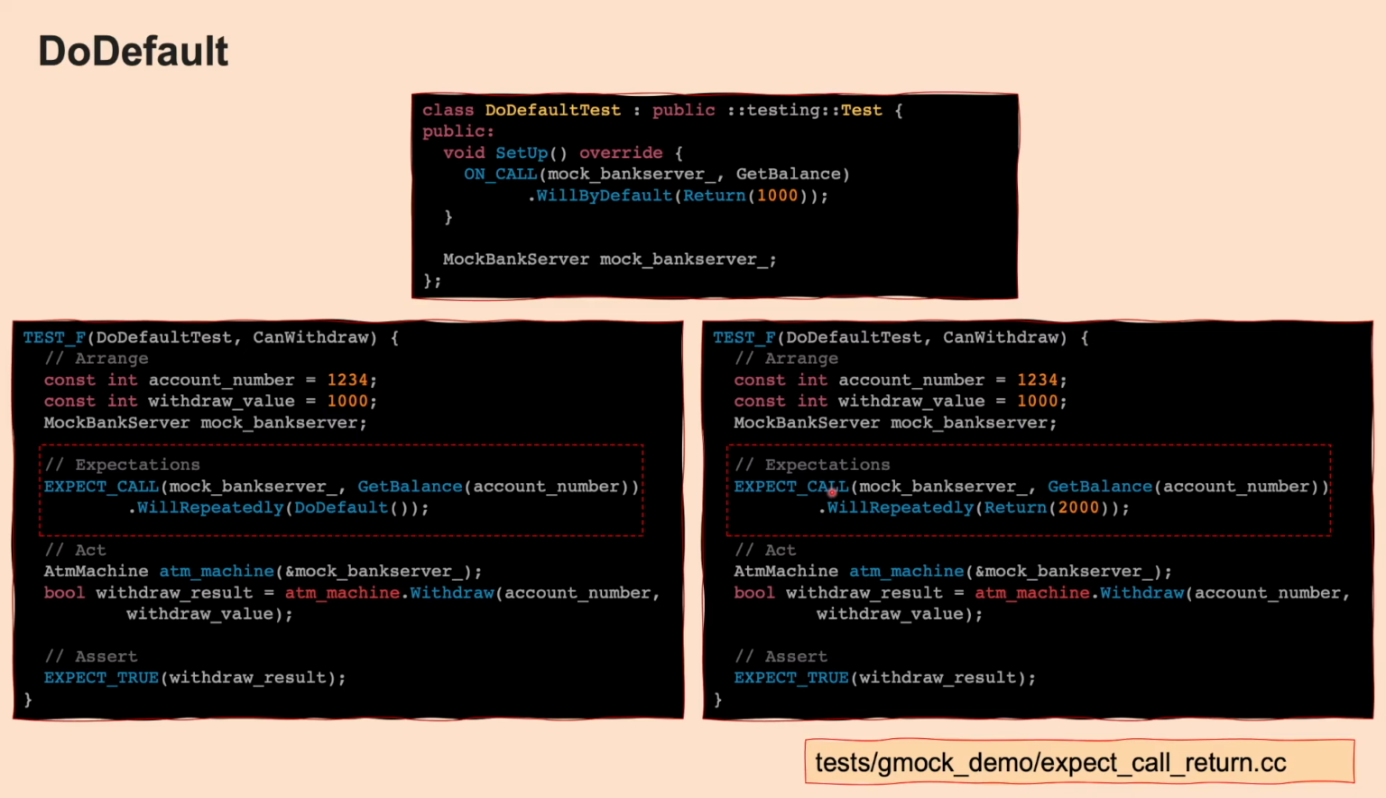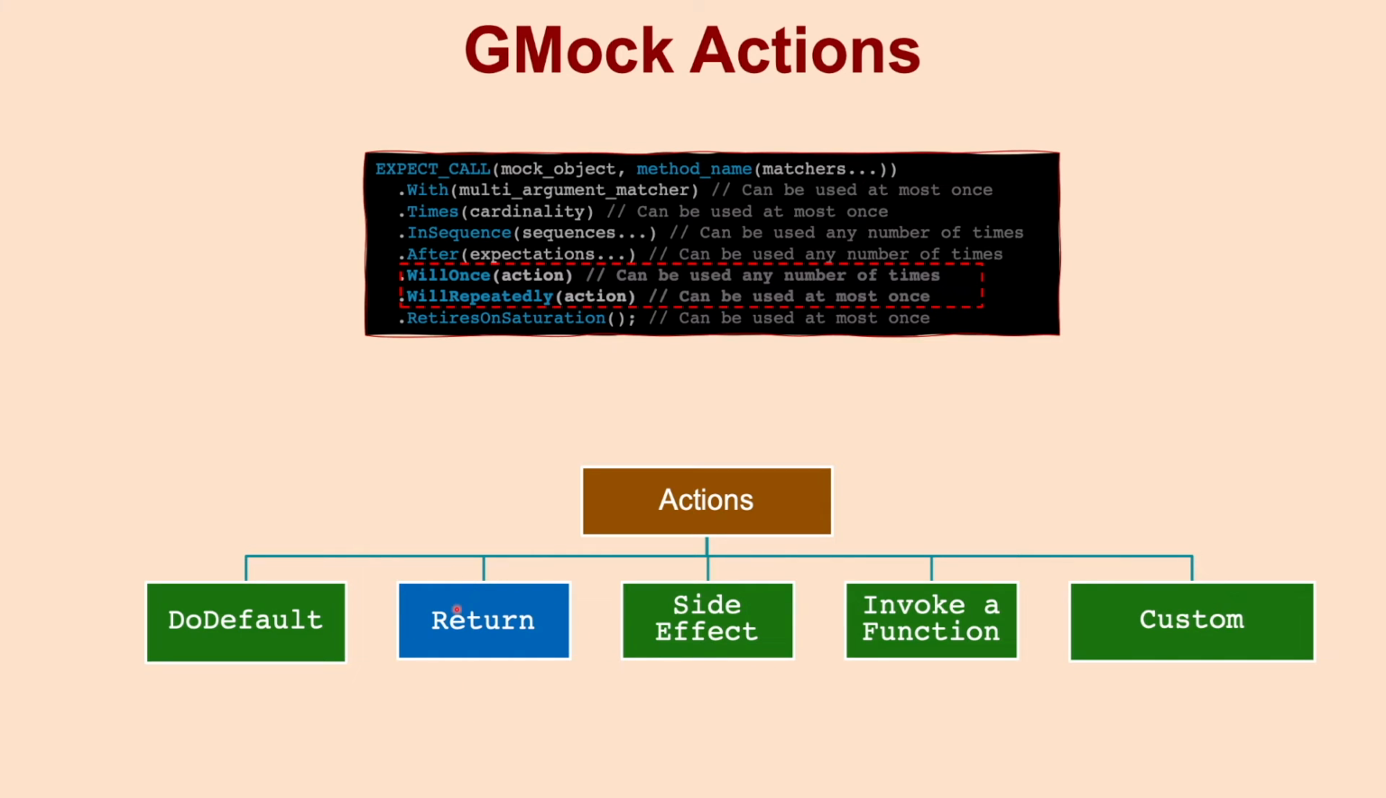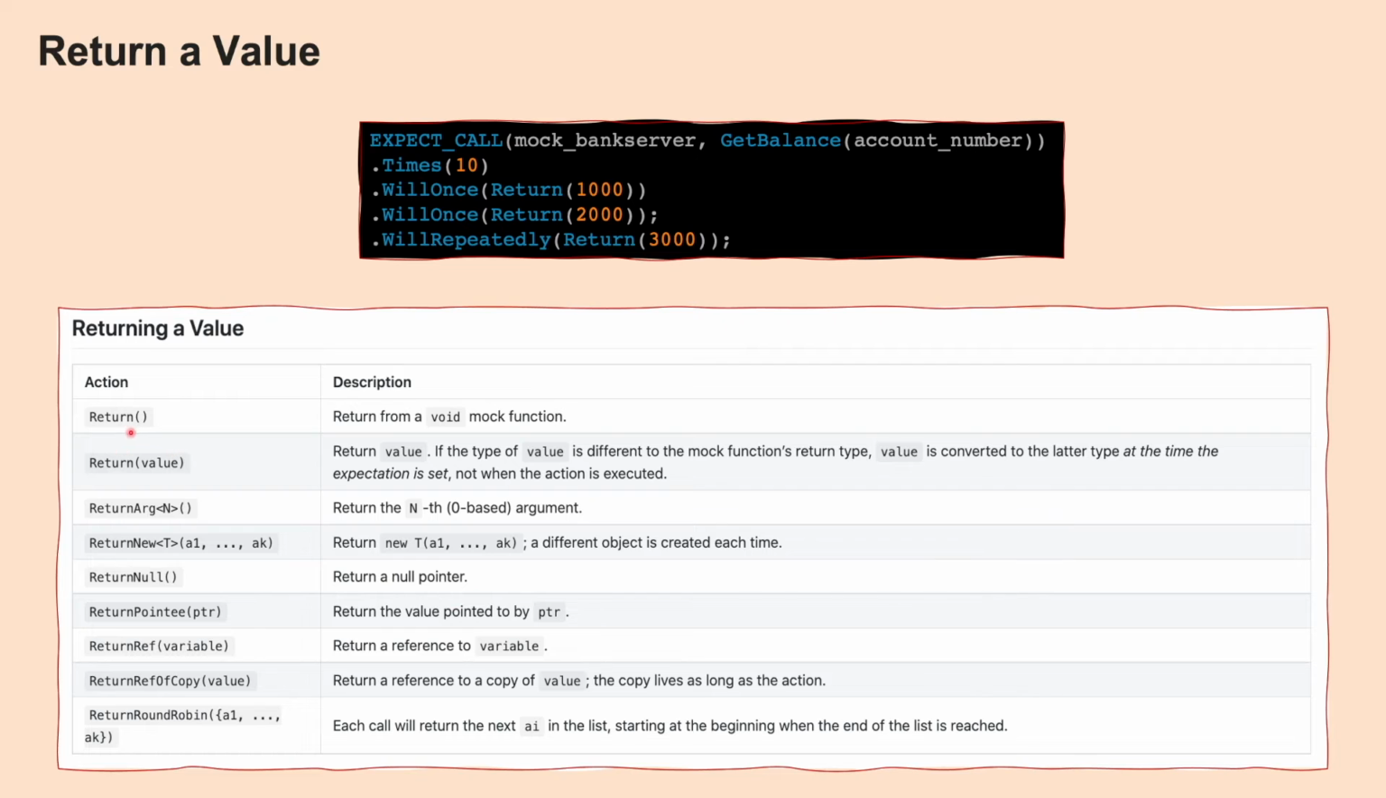However, expect call is overriding what should happen by saying return 2000 instead of 1000. So rather than deferring what should happen to the default, it overrides it. And that's basically the usage of do default. Up next, let's talk about return. We have already seen what return is doing. For example, here for getBalance, we're returning either 1000, 2000, or 3000.